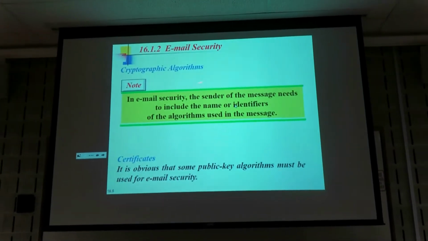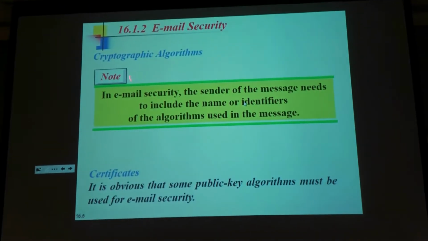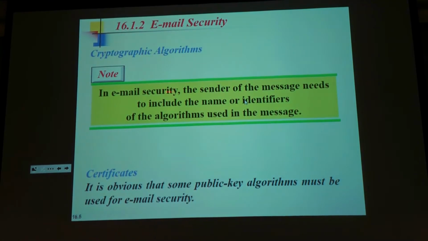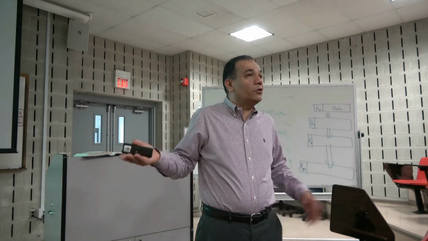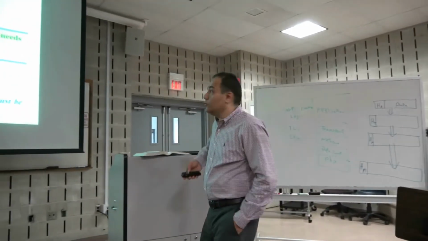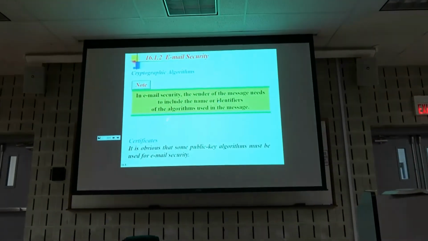So let's talk about security. First, the cryptographic algorithm. In email security, the sender of the message needs to include the names or identifiers of the algorithms used in the message. For example, if you encrypt your email using AES, this information has to be included in the email so that the recipient will know which protocol to use. Because you have the option to encrypt it with different algorithms, this is very important.